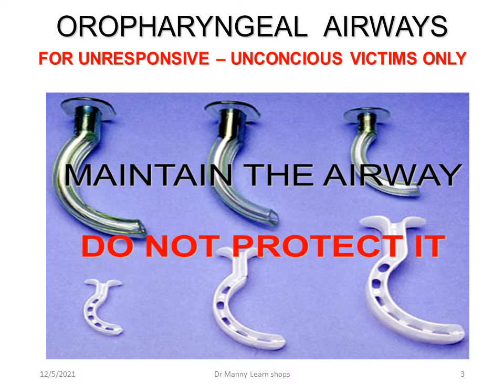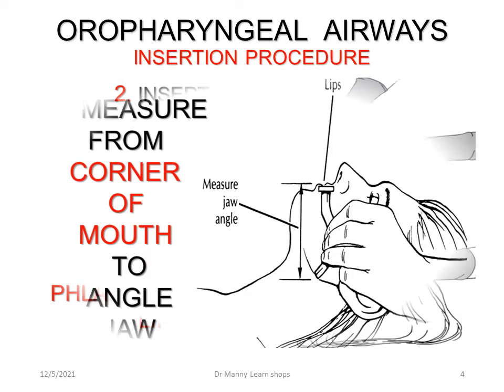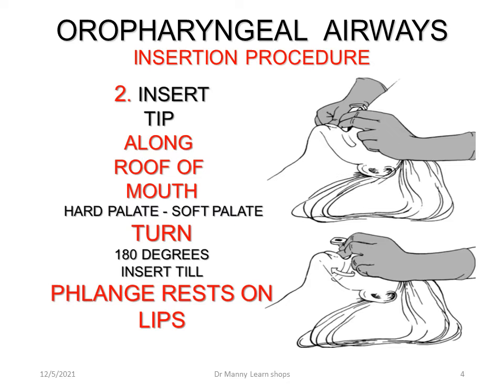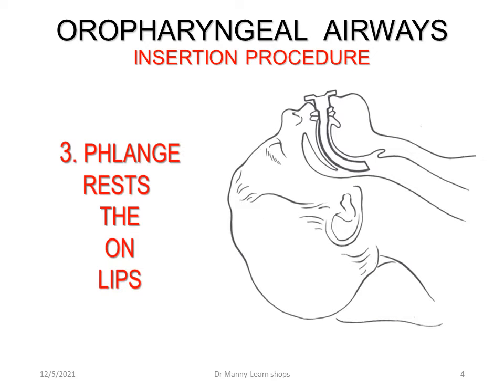Oropharyngeal airways are for unresponsive, unconscious victims only. They maintain the airway, they do not protect it. If we insert an oropharyngeal airway, we measure from the corner of the mouth to the angle of the jaw. We insert the tip along the roof of the mouth, hard palate first, soft palate second, turn 180 degrees, and you insert it until the flange rests on the lips.